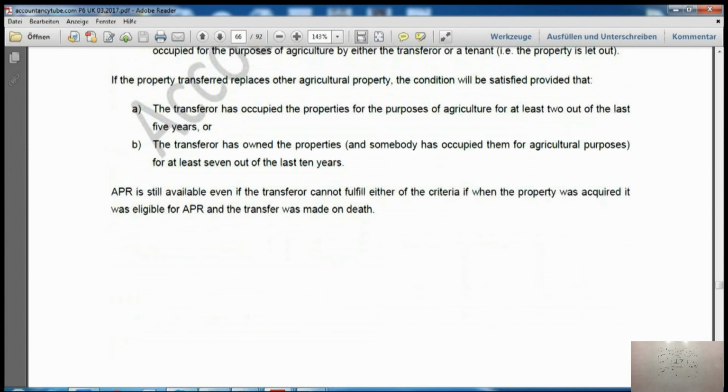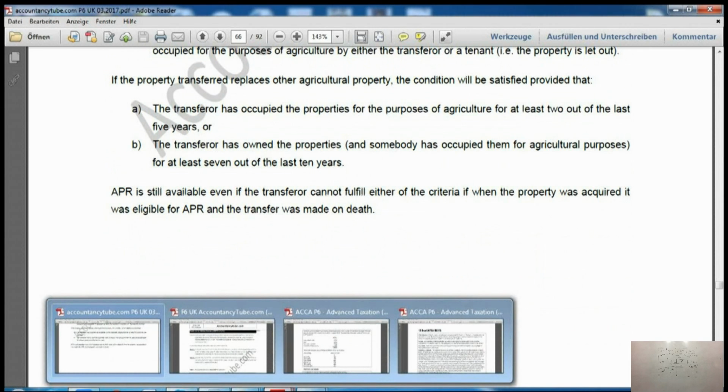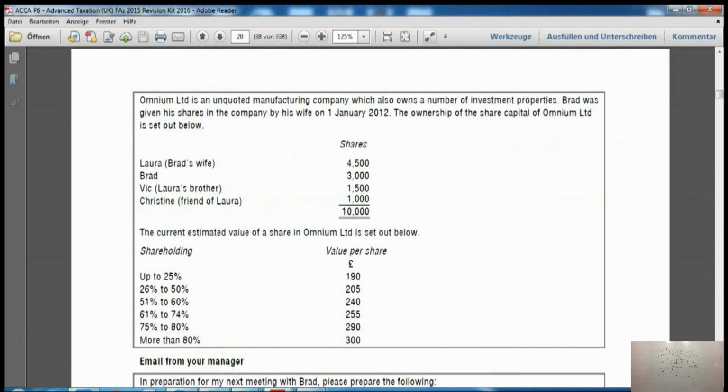Right then, let's move to our question which we were doing in the previous lecture. This was our question, where we were considering related property rules, diminution in value and all that, where we saw Laura and Brad were related properties because Laura is the wife of Brad, and now the whole shares, if we consider the related property, the percentage holding is 75%, so we'll take £290 per share value if we consider the related property. If we just ignore the related property, then Brad would only hold 30% shares, and if we take the value of 30% shares, per share would be £205, right?